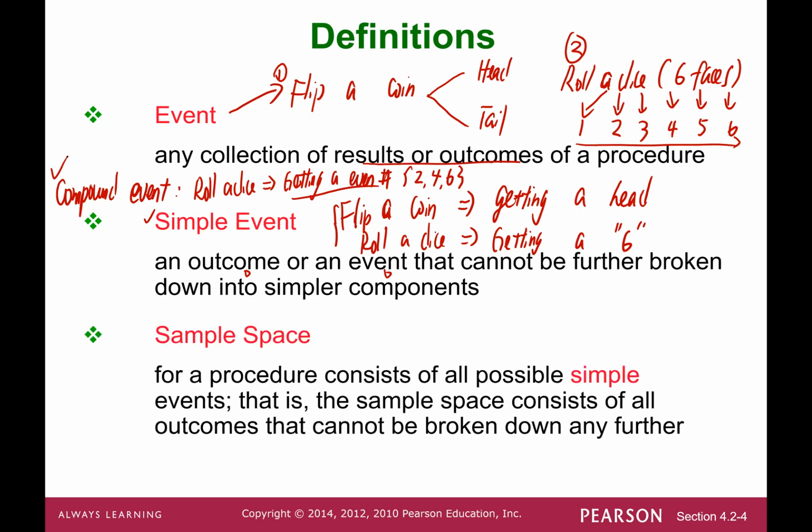And sample space, the simplest way to put it, is all possible outcomes. When you flip a coin, the sample space is head or tail, all possible outcomes. When you roll a dice, those are all the possible outcomes. So the procedure consists of all possible simple events, all the outcomes that cannot be broken down any further. Okay, any questions so far? Event, simple event, sample space.